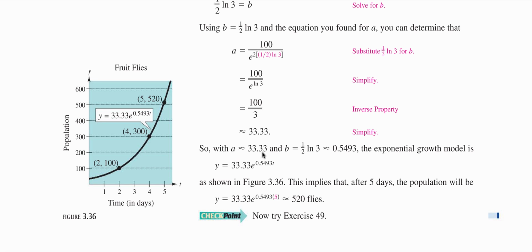So with a being approximately 33.33 and b equaling 1/2 natural log 3, which we approximate to 4 decimal places as 0.5493, we now have a complete model. Now we can finally answer the question, how many will there approximately be after 5 days? All we need to do now is replace t with 5, and we get approximately 520 flies.